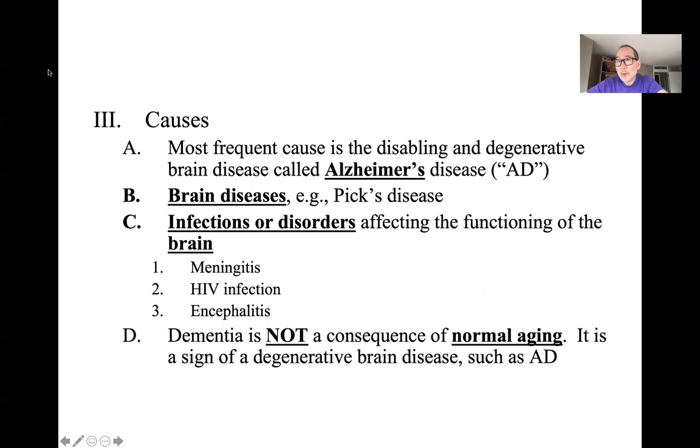As I mentioned, the most frequent cause of dementia is Alzheimer's disease. It can also be caused by other brain diseases like Pick's disease. It can be caused by infections or other disorders, such as meningitis, as well as HIV infection and encephalitis.